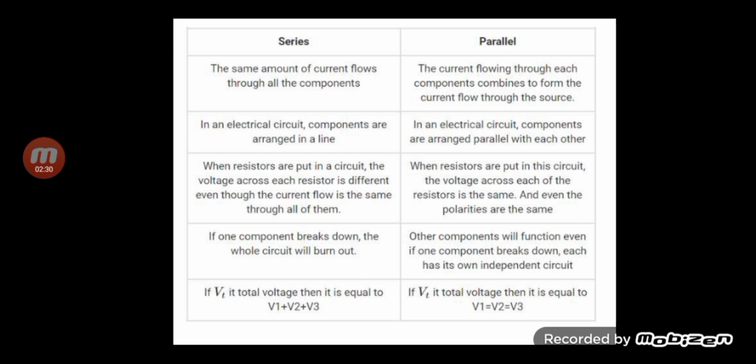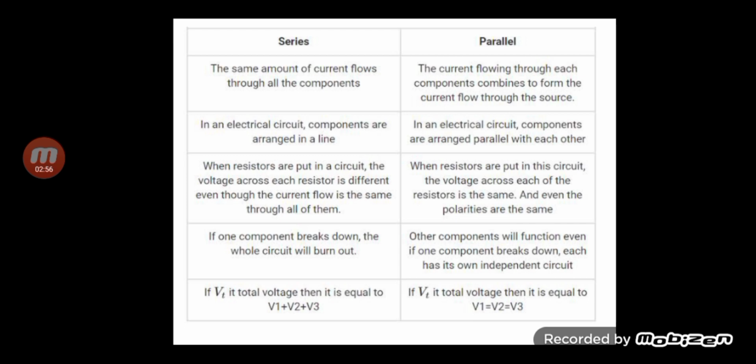In a series circuit, when resistors are put, the voltage across each resistor is different, even though the current flow is the same through all of them. And in a series circuit, the resistance is always high. In a parallel circuit, when resistors are put, the voltage across each of the resistors is the same and even the polarities are the same.